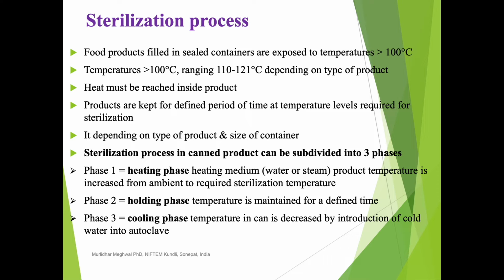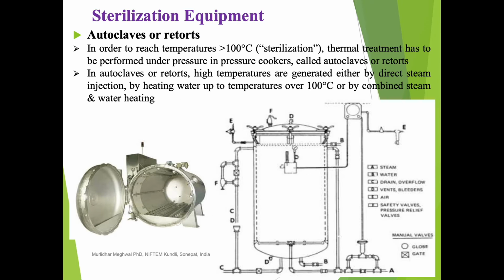Sterilization of canned products can be subdivided into three phases. Phase 1 is the heating phase, where water or steam is used as the heating medium. Product temperature is increased from ambient to the required sterilization temperature. Then the holding phase, where the temperature is maintained for a defined time. Then the cooling phase, where the temperature can be decreased by introducing cold water or chilled water into the autoclave.